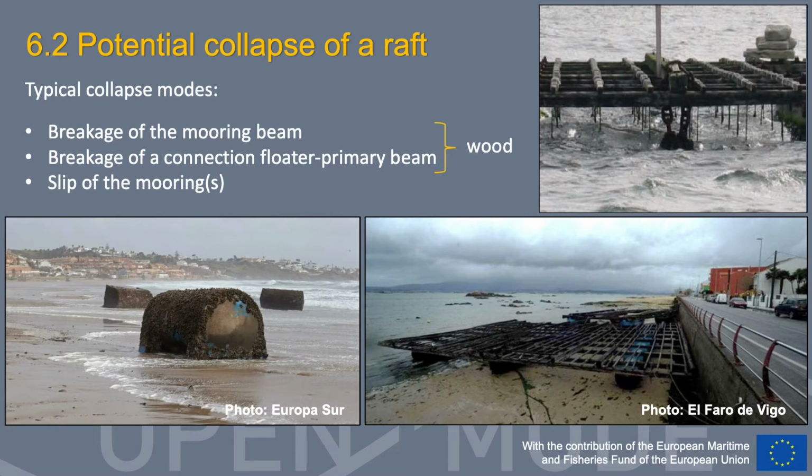In the case of the slipping of the mooring, it is similarly possible in a wooden raft or in a Formex raft that this happens because in the end this should be prevented with a conservative design of the mooring of the structure. So sometimes we need a 30-ton mooring instead of a 20-ton concrete block. So this is the way to avoid this last type of failure.